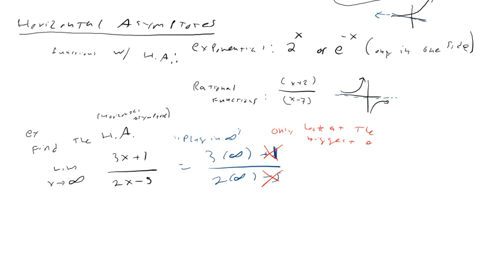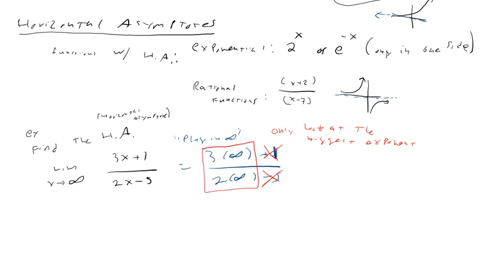We only care about the highest exponent. In this case, they're both a 1. And so we have 3 times infinity divided by 2 times infinity. This is the only part that matters. This part right here. 3 times infinity divided by 2 times infinity.